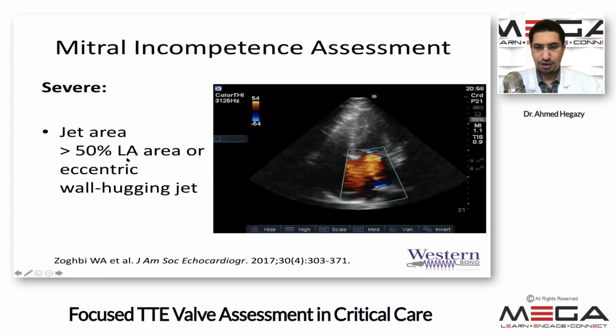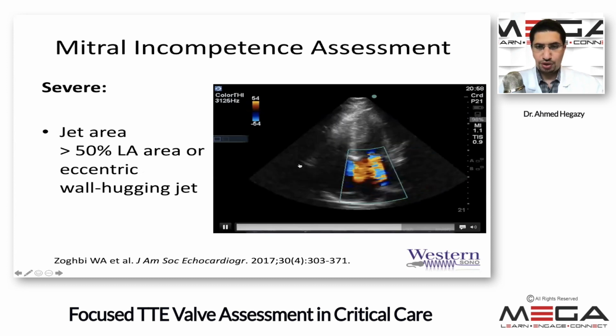area. You'd have to pause your view and trace the jet area and see whether it occupies 50% of the left atrium. So if your jet area is greater than 50% of your left atrial area, that is the cutoff for severe mitral incompetence. Or the other thing that you may find, if you have an eccentric wall-hugging jet, that is by default also a severe mitral incompetence.